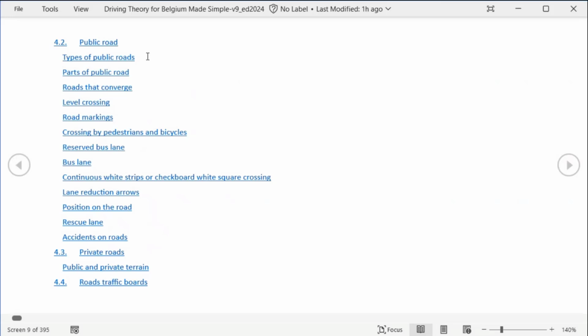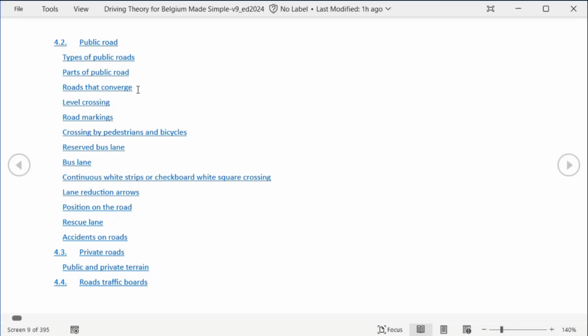Then we move on to types of public roads. How do you identify the different types of public roads? Parts of public roads: is a central verge part of a public road, for example? Is a lane part of a public road? We will see everything that is part of a public road, and we will explain all the parts of the road that are part of a public road.